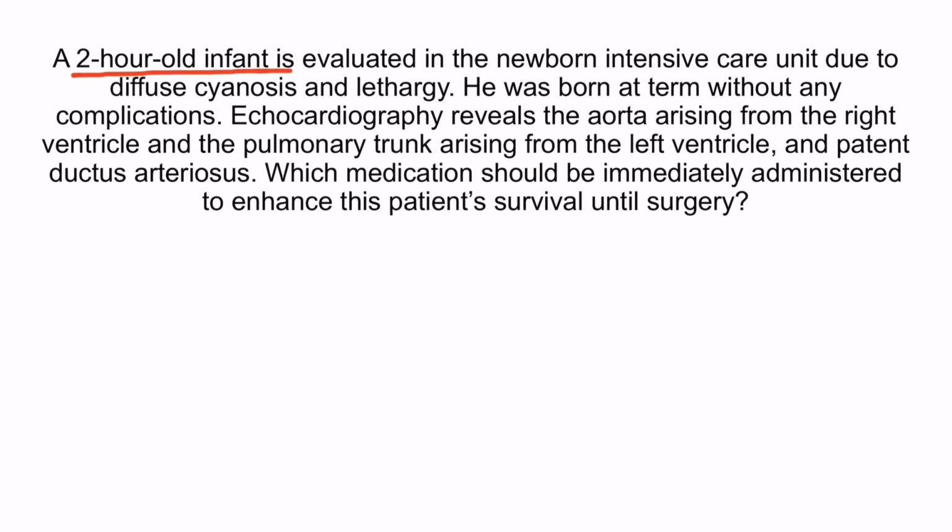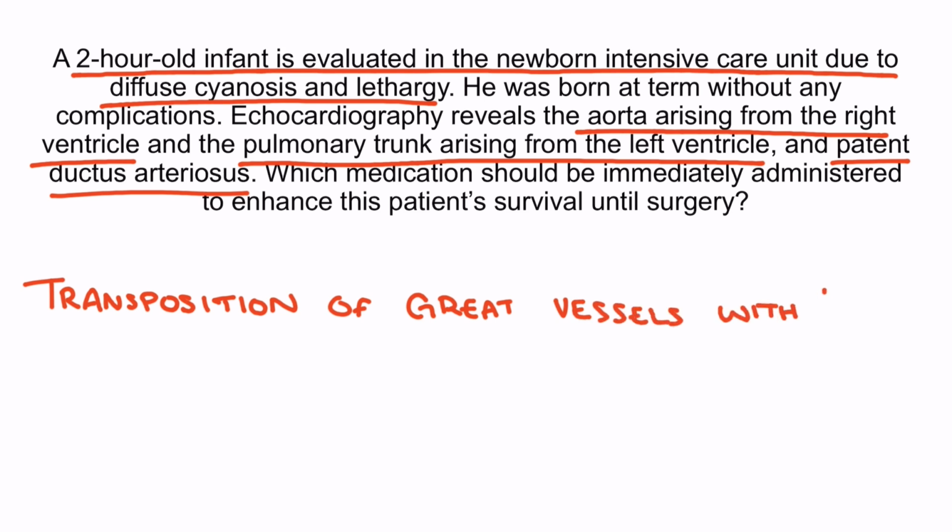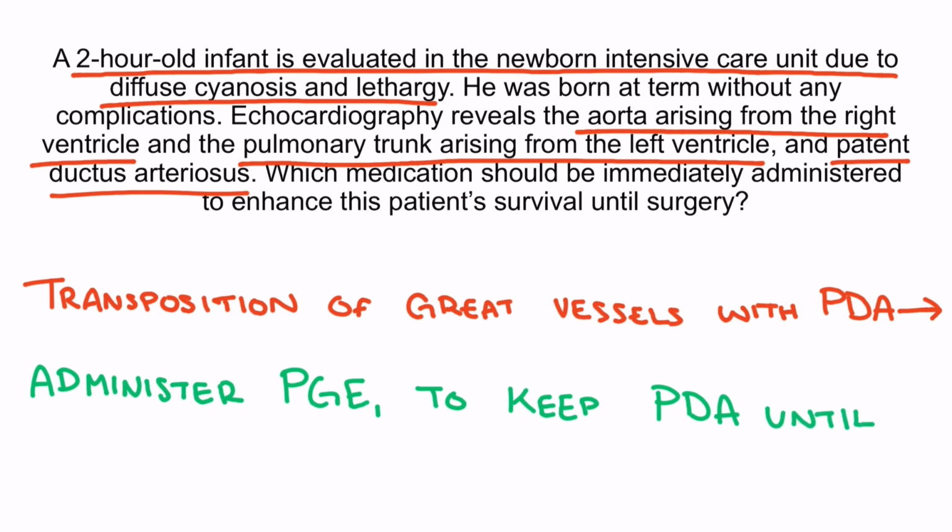This 2-hour-old infant is evaluated in the newborn intensive care unit due to diffuse cyanosis and lethargy. Echocardiography reveals the aorta arising from the right ventricle and the pulmonary trunk arising from the left ventricle, and the patent ductus arteriosus. These findings are classic for transposition of great vessels. This condition involves complete separation of systemic and pulmonary circuits, so it is incompatible with life unless the shunt-like PDA is present. Therefore, we need to maintain the patent ductus arteriosus until surgery is performed. Ductus arteriosus is kept open by prostaglandins E1 and E2, so one should administer a PGE1 analog like misoprostol or alprostadil.